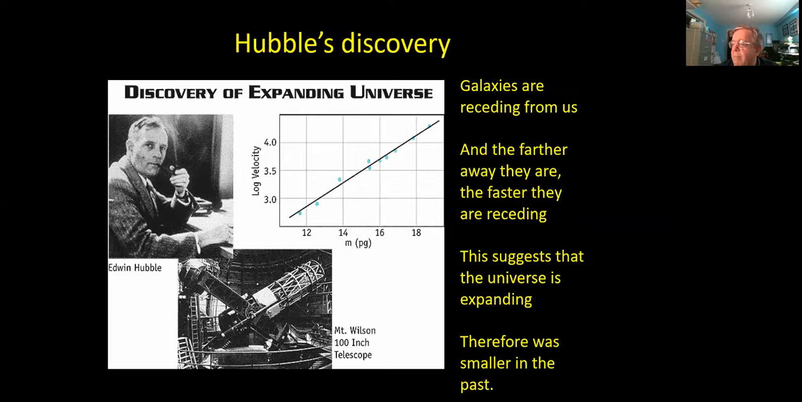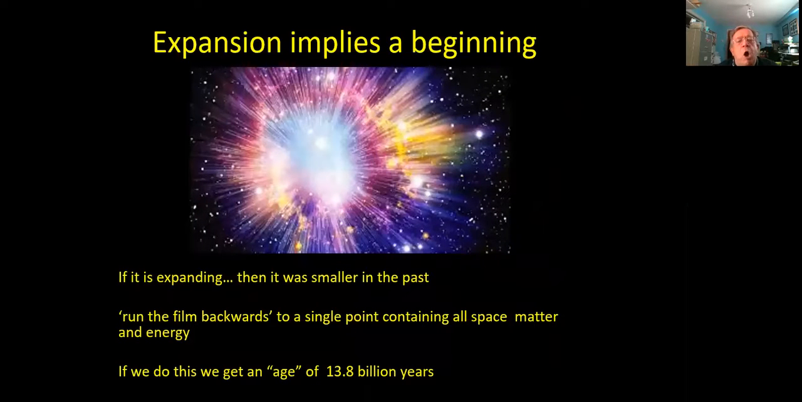And if it's doing that, then it must have been smaller in the past. And so this then fed in as a strong piece of evidence towards the beginning of the universe being a hot, dense state from which everything expanded outwards. And we could indeed run the film backwards, if you like, to work out the age of the universe, the age since it was in a hot, dense state right at the beginning. And we get a figure now of about 13.8 billion years. So 13,000 million years, if you prefer.